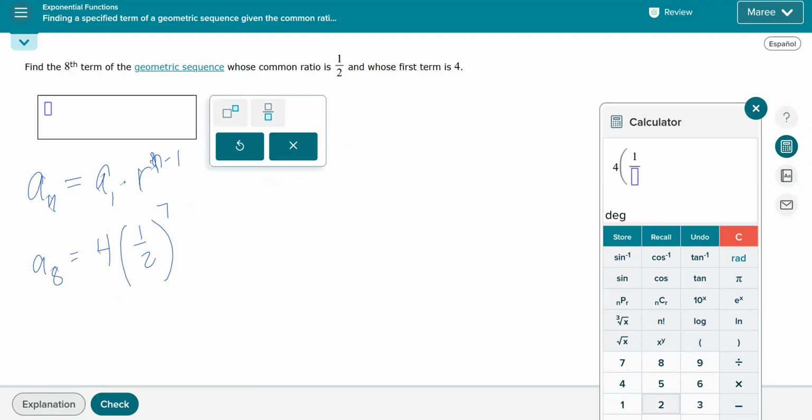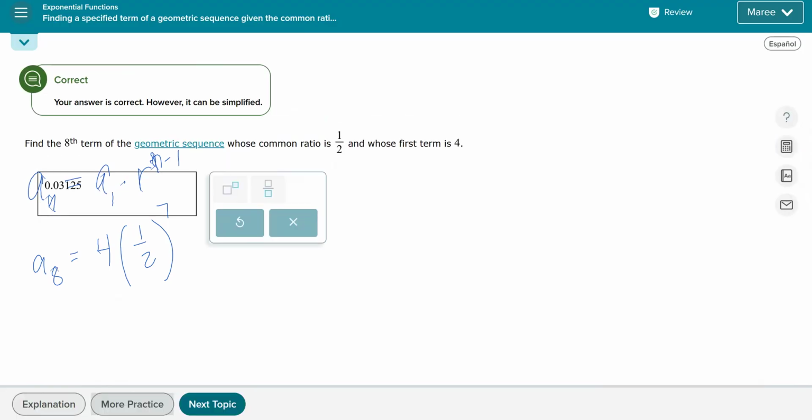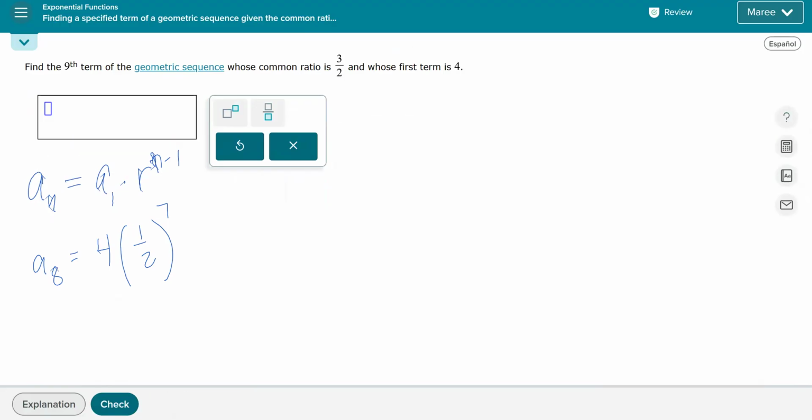So 1 divided by 2, come to the outside of that fraction, close your parentheses, do x to the y power, put 7 in, equals, type in that decimal, 0.03125, check. Again, it's correct, can be simplified, but who really cares? Okay, so we're gonna do the 9th term.